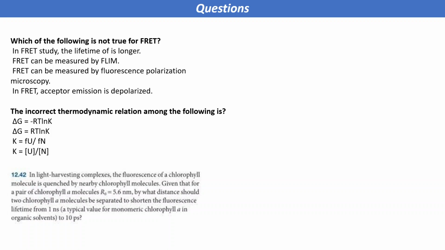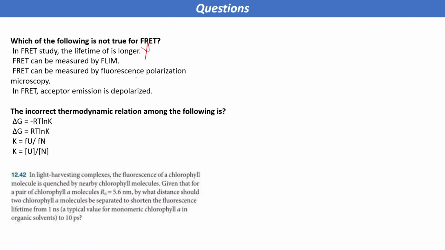That there should be a spectral overlap. Transition dipole should be optimum. Distance should be less than 10 nanometer. Lifetime is not long. Its lifetime is not longer in the FRET. So the first option was wrong here.